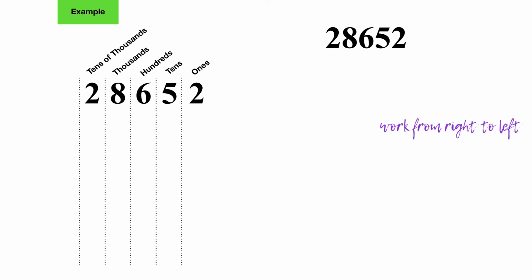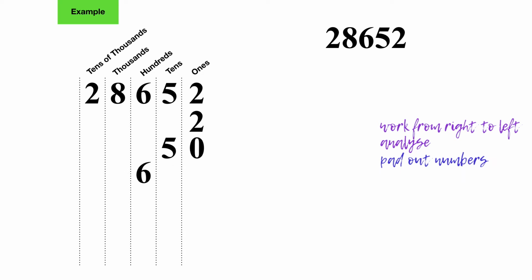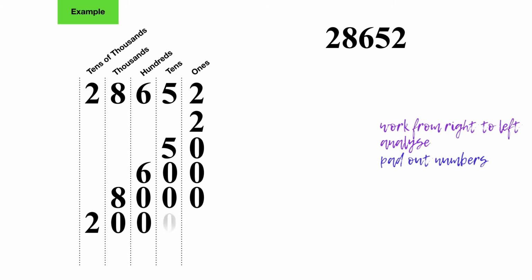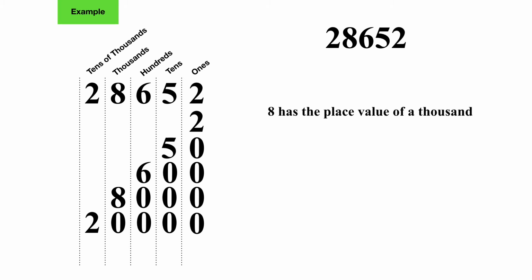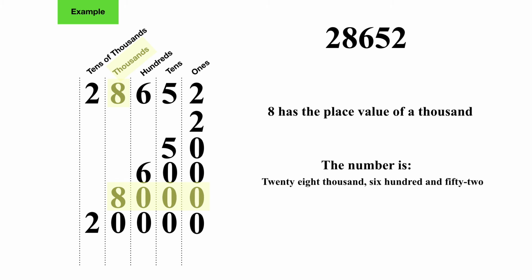2 tens of thousands. Analyzing the number further, I'm going to get 2 ones, 5 tens, padding out 50, 6 hundreds, padding it out 600, 8 thousands, padding that out 8,000, and finally 2 tens of thousands, with the padding getting us to 20,000. So then, 8 has the place value of thousands, and that means that the value is 8,000. And the number is going to be 28,652.